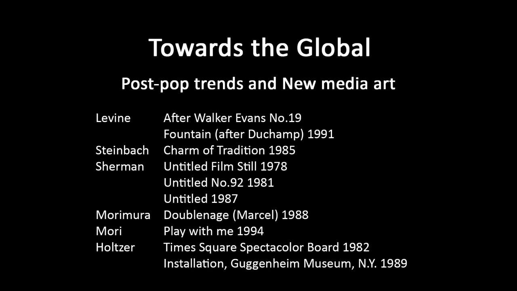This is the Japanese artist Morimura and his Double Nage Marcel, 1988. It's a little bit like what Cindy Sherman is doing, but whereas she's a woman masquerading as a woman, he's playing with gender as well, masquerading across gender and maybe across culture too. That's also something that you could say is going on. He as a Japanese artist is taking on, repeating an image by Marcel Duchamp, which was itself a kind of play with identity.